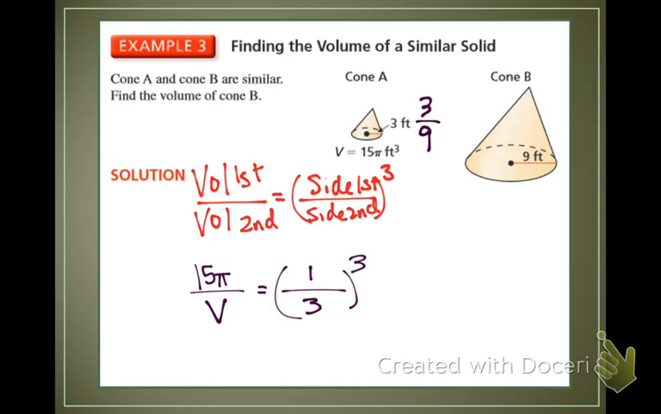9 cubed is too big of a number for us to be dealing with on a Monday. So we got 15 pi over V. 1 cubed is 1. What is 3 cubed? 27, because you're talking 3 times 3 times 3. V times 1 is V. 15 pi times 27 is 405 pi. Hit S to D.